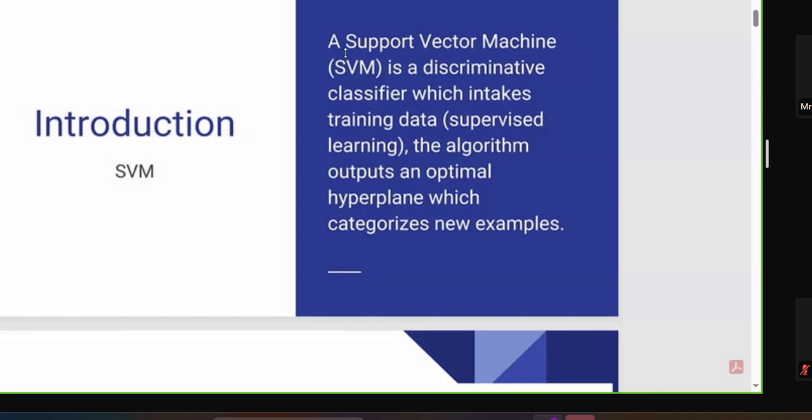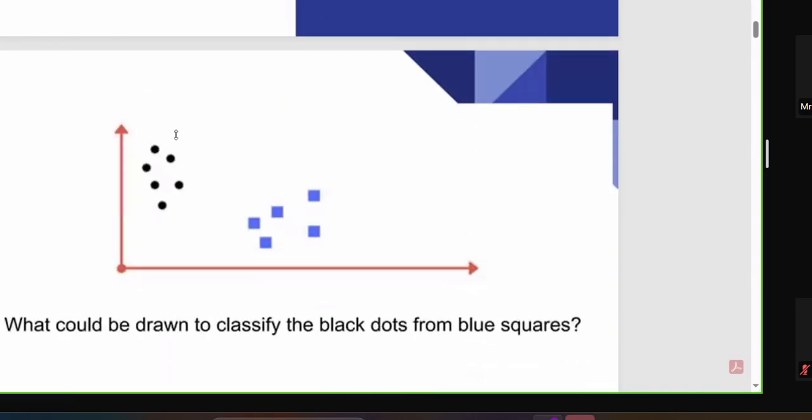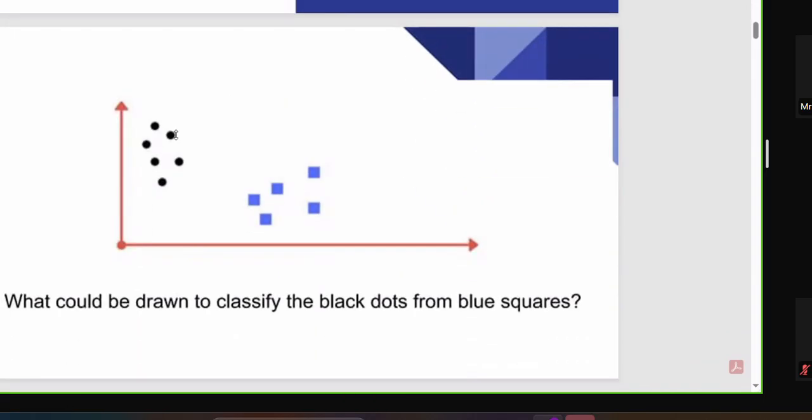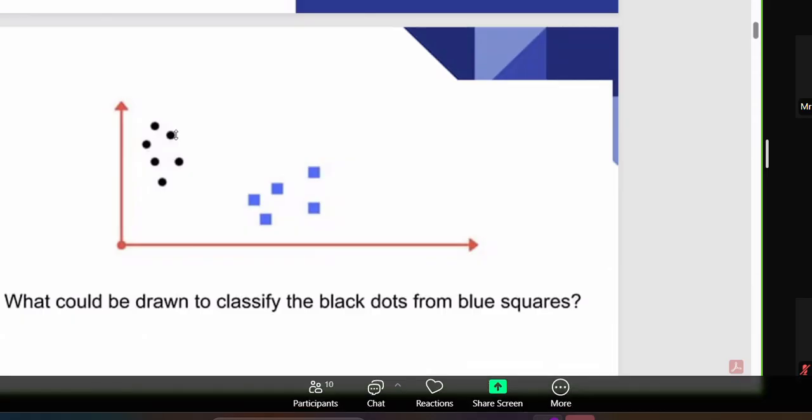So before going to the matrix, a small definition here. A support vector machine is a discriminative classifier which takes training data, supervised learning, and the algorithm outputs an optimal hyperplane which categorizes the new examples. So with respect to this, we see in the SVM how multiple data inputs are taken into consideration with respect to any particular input data, and it is being classified.